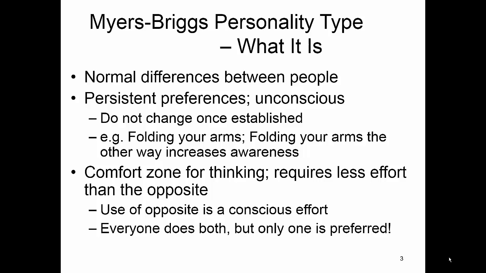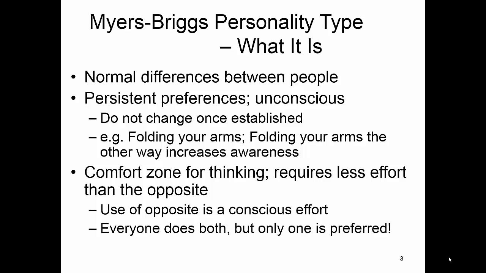The Myers-Briggs personality type is a mental model of normal differences between people. But like all mental models, it doesn't describe anyone completely. This allows for considerable individuality for those who share the same personality type preferences. These tendencies are unconscious and they do not change once they're established.